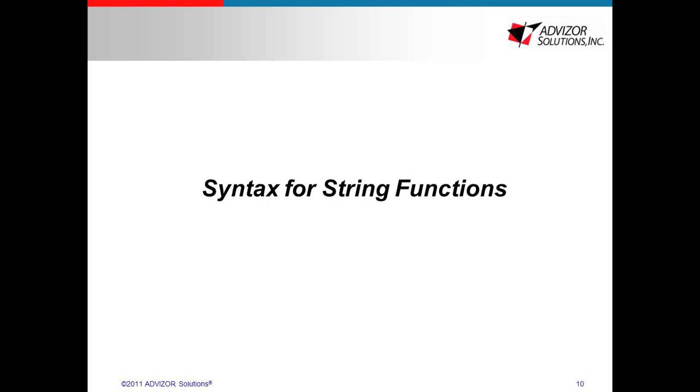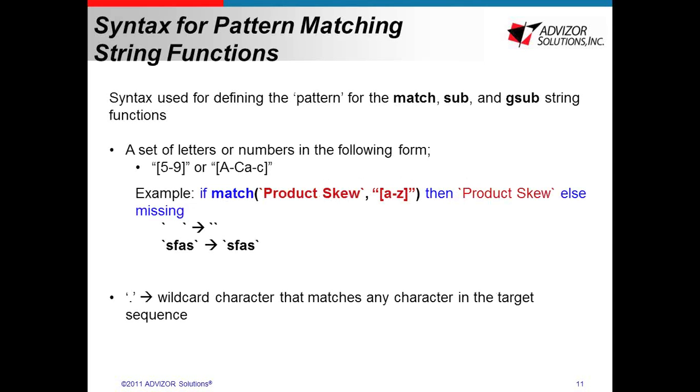Now, as you saw in the previous examples in this video, these string functions can match just a straight phrase, pattern of letters or characters, numbers, etc. But there are times when you would like to define a pattern that allows for variance within each value of the pattern. So there's a particular syntax that's used for this, and it's used solely for defining the pattern to match. The syntax can be used for the match function, the sub function, or the gsub string functions.